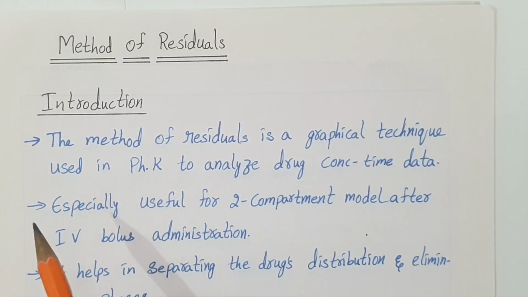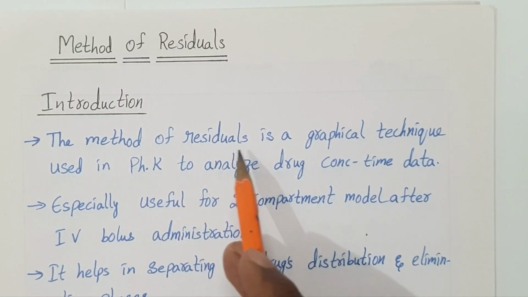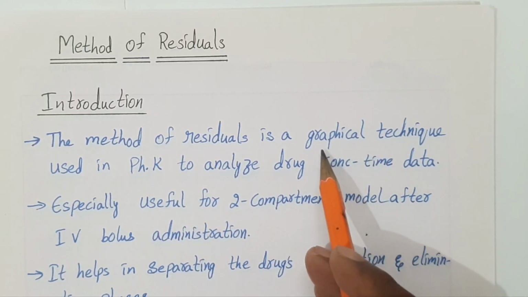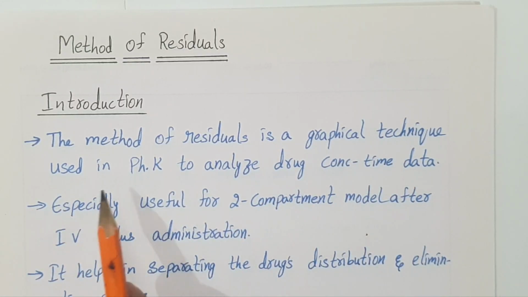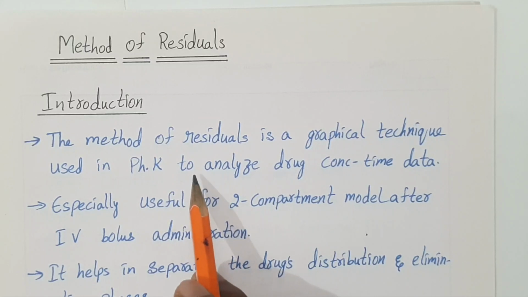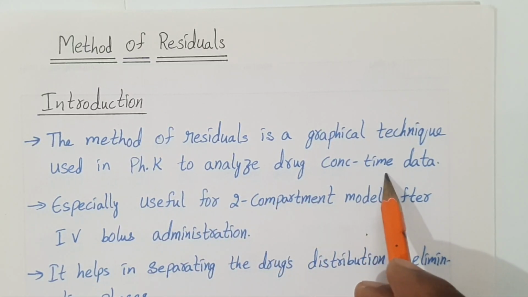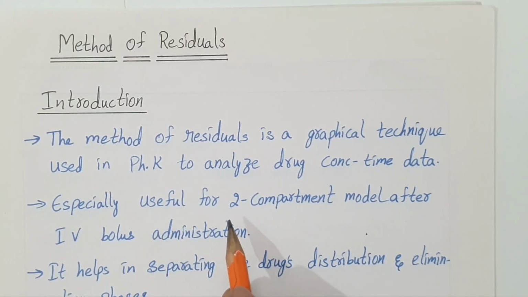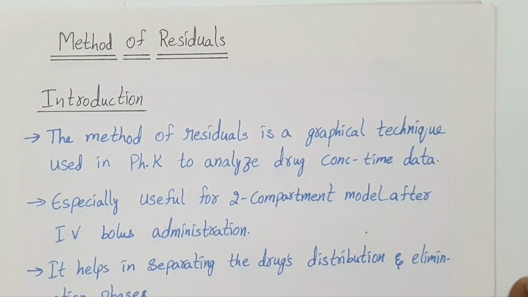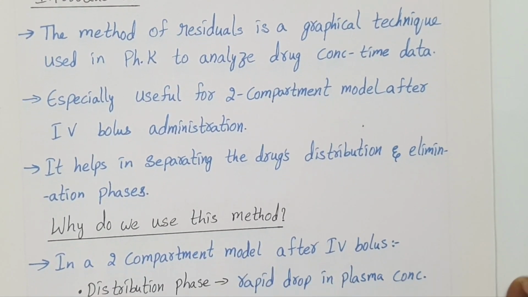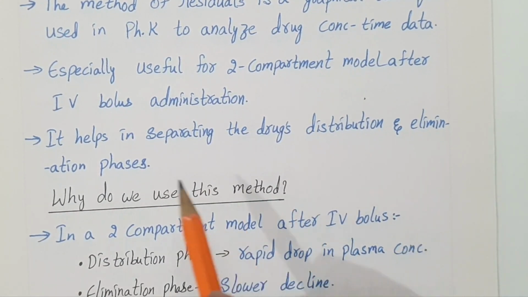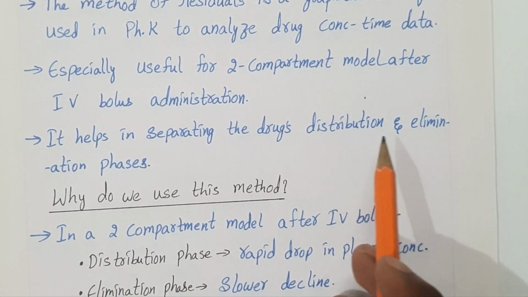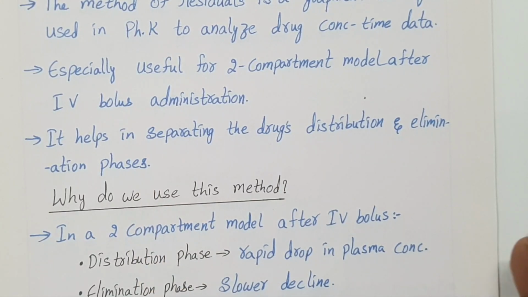Introduction, we'll see first. The method of residuals is a graphical technique used in pharmacokinetics to analyze drug concentration-time data. It is especially useful for the two-compartment model after IV bolus administration. Also, it helps in separating the drug's distribution and elimination phases.